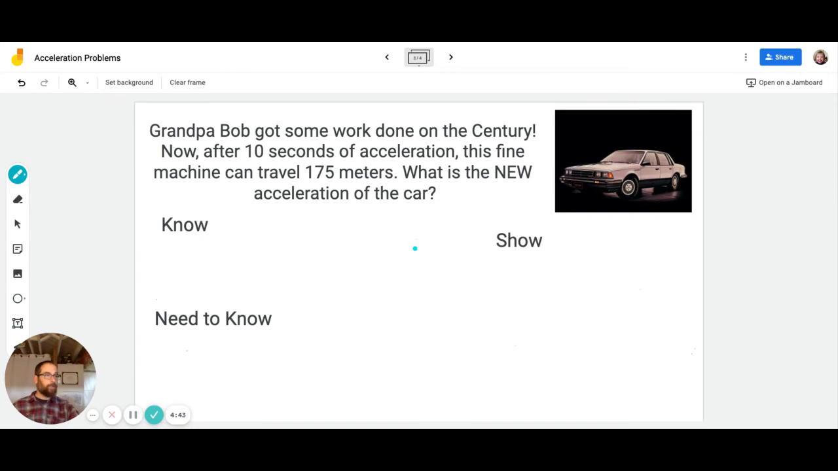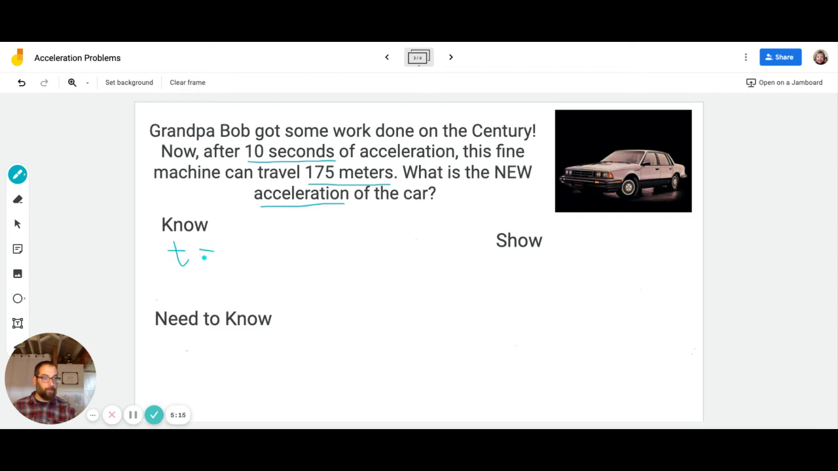All right, let's look at another one. Grandpa Bob got some work done on the Century. Now, after 10 seconds of acceleration, this fine machine can travel 175 meters. What is the new acceleration of the car? Okay, so what do we know? We know a time and we know a distance. Okay, and it says, what is the new acceleration of the car? We want an acceleration. We need to know how fast Grandpa Bob's Buick's velocity is changing now that it's all souped up. So I'm going to write down my knowns.